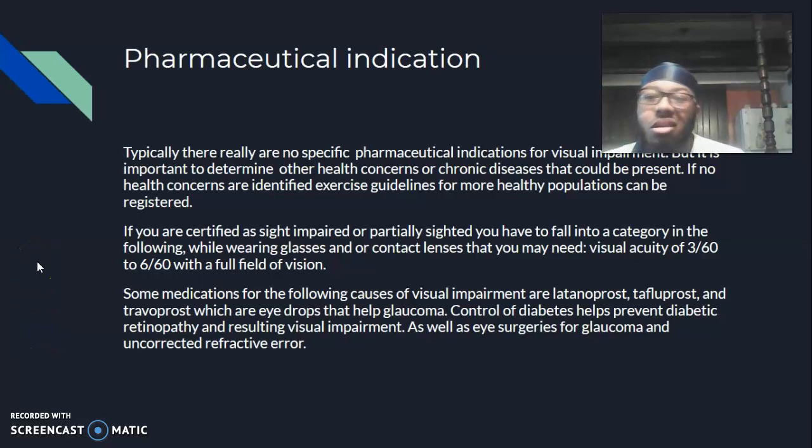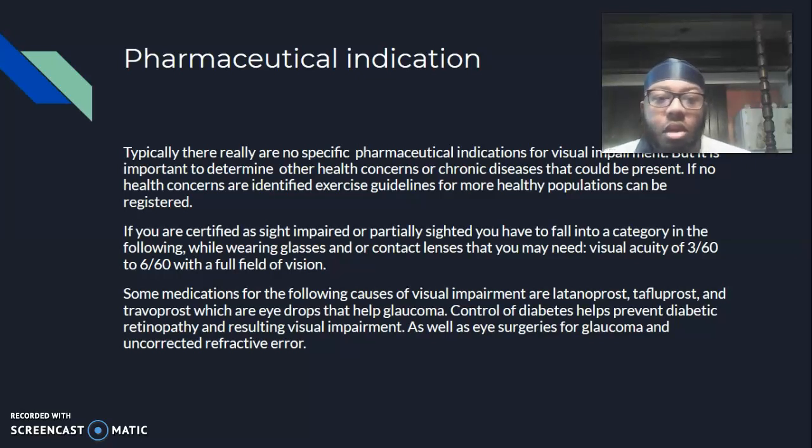Regarding pharmaceutical indications, there really aren't any pharmaceutical indications for visual impairment, but it is important to determine other health concerns or chronic diseases that could present or could pop up, like diabetes or hypertension. If no health concerns are identified, exercise guidelines for more healthy populations can be used.